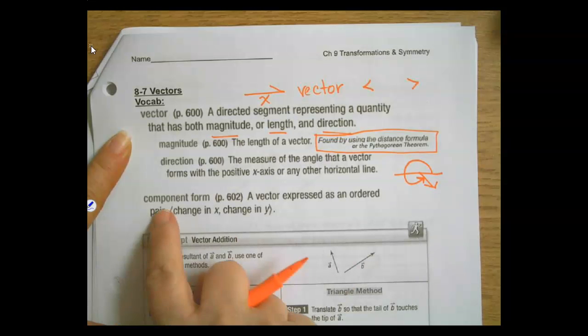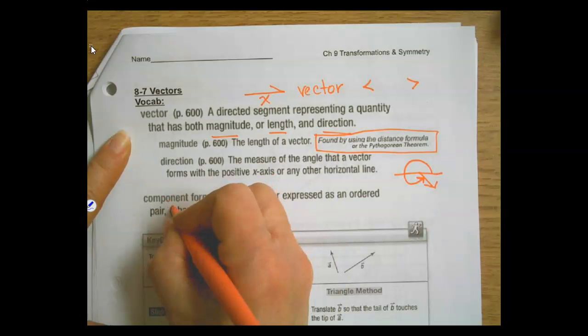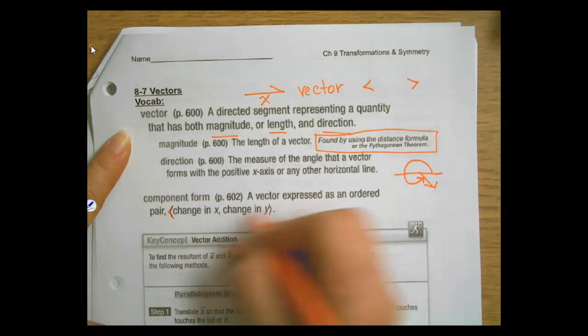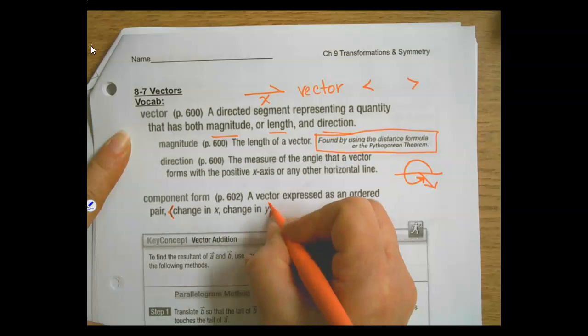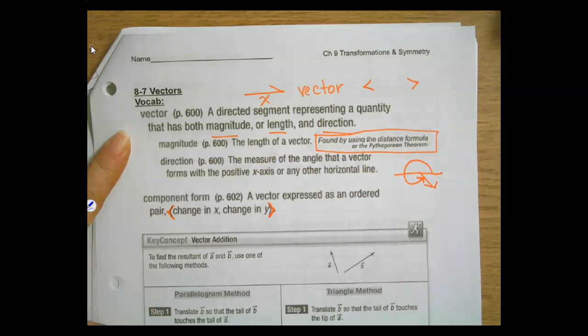A vector component form is a vector expressed as an ordered pair. And again, that's where you see the change in x and the change in y. So that's different than slope or the constant rate of change.